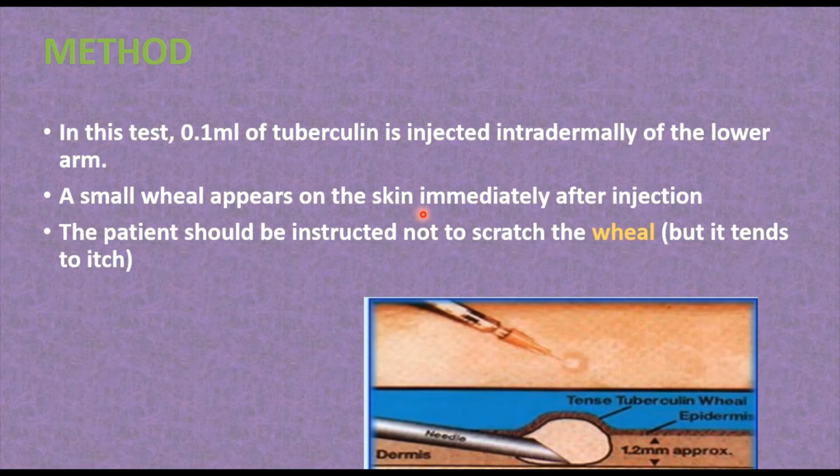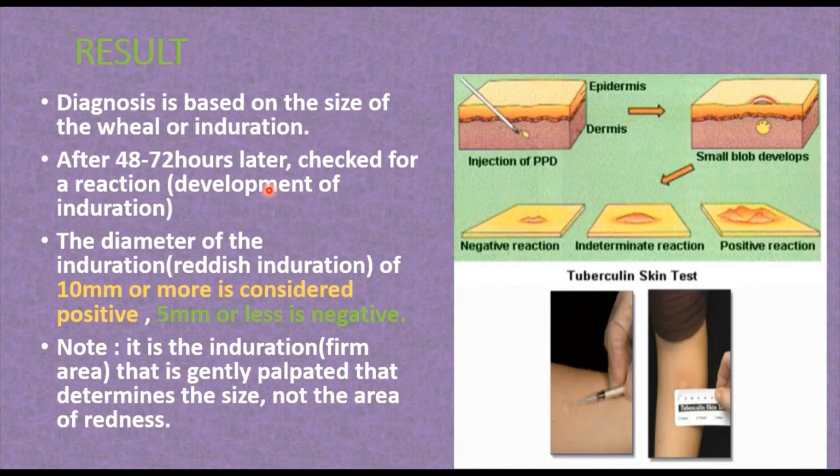Now coming to the method, how we are going to perform it. In this test, 0.1 ml of tuberculin protein is injected intradermally in the lower arm. Here you can see a small wheal appears on the skin immediately after the injection. Now the patient should be instructed not to scratch the wheal, though it tends to itch. Though it causes itching, we should ask the patient not to scratch it. So what we have to observe? That comes in the result.